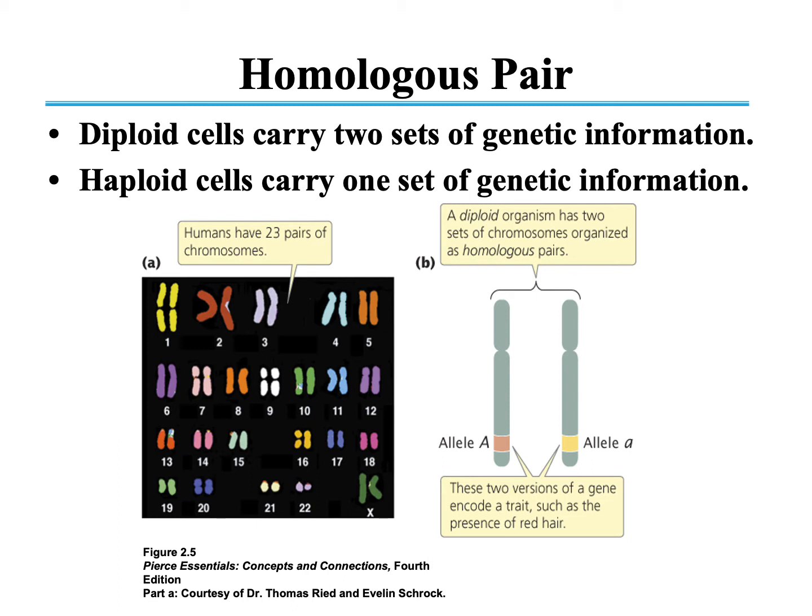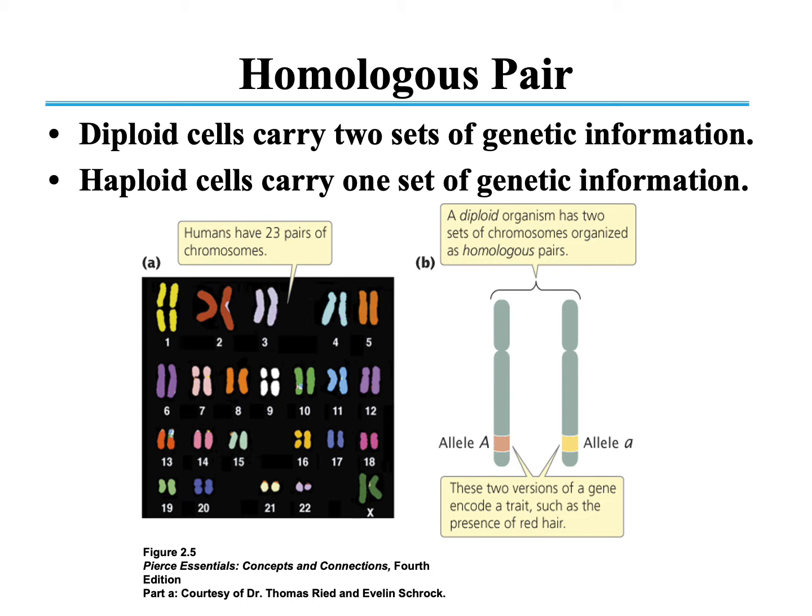Homologous pairs represent a pair of chromosomes that are identical with respect to the genes that are located on them. Homologous pairs of chromosomes are roughly the same size and the same shape as one another, but the most important thing that distinguishes a homologous pair is that they have the same genes located on them.